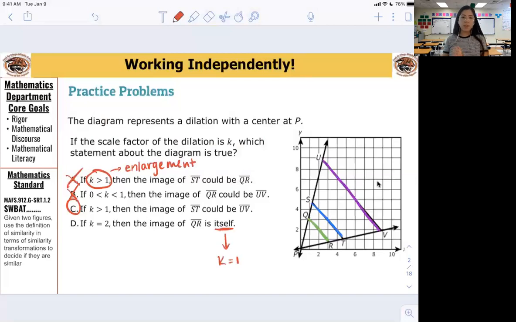So that is that. Questions on number 1, which is kind of just the basics here? Doesn't it look like PST is like half of PUV? PST half of PUV. It does. We can check. How can we check?